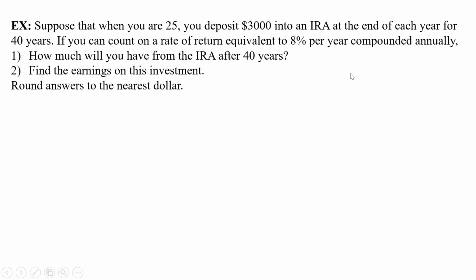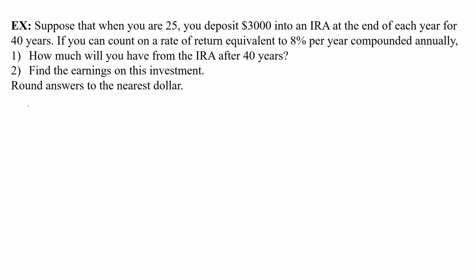Suppose that when you're 25, you deposit $3,000 into an IRA at the end of each year for 40 years. If you can count on a rate of return equivalent to 8% per year compounded annually, how much will you have from the IRA after 40 years? And find the earnings on the investment and round to the nearest whole dollar.